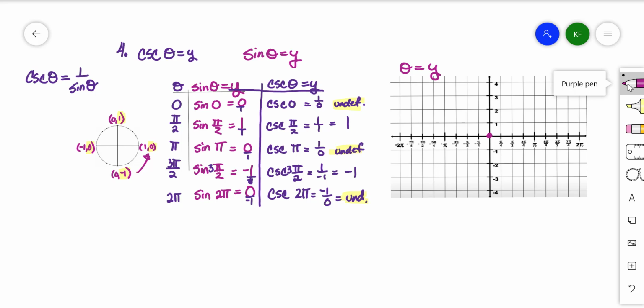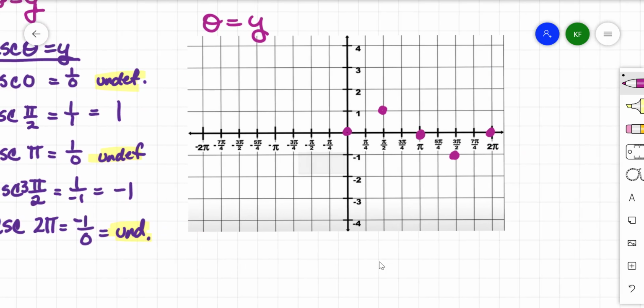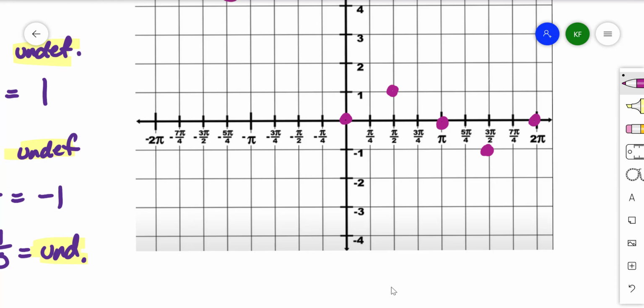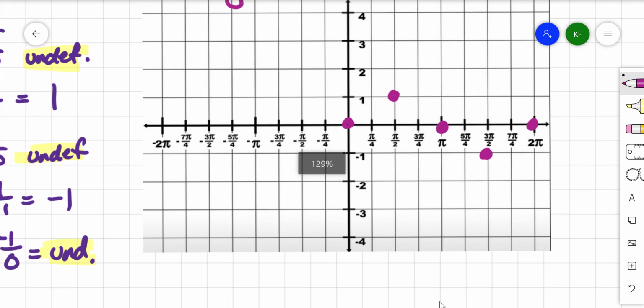And then this is 1. We're back at 0, -1, and then finally back at 0. And I think I got to move my point just over a little bit. Okay, so I'm going to just blow that up so you guys can see where the points are. All right, so that's the sine graph.